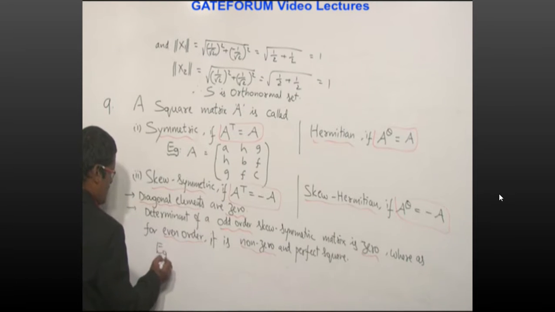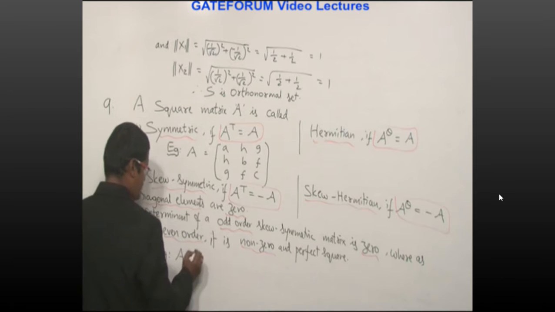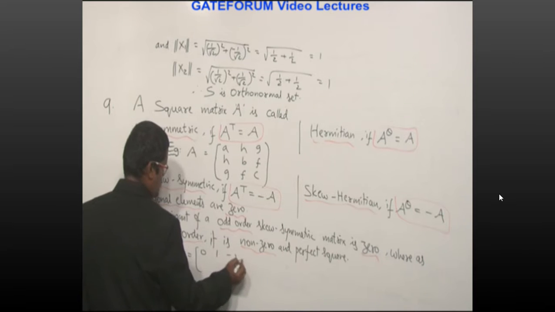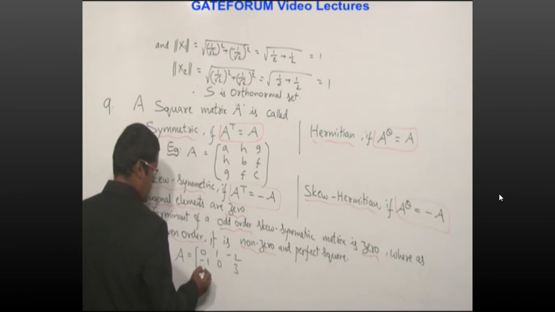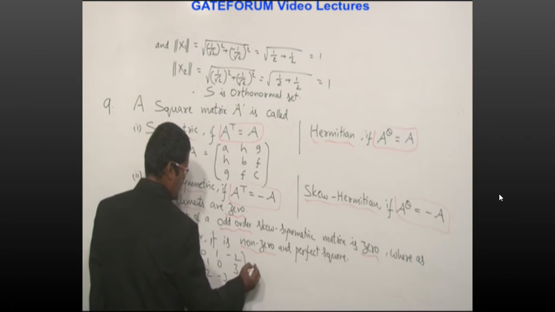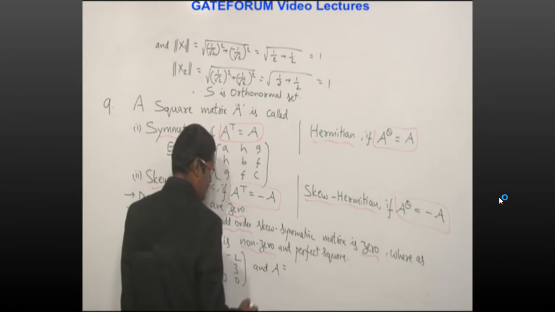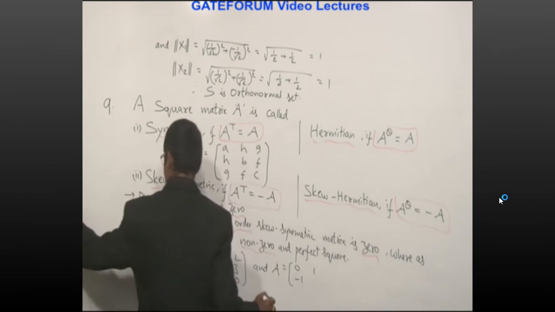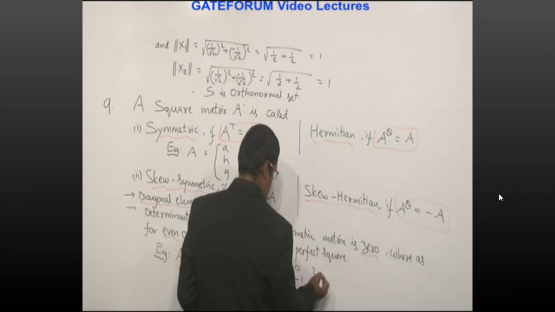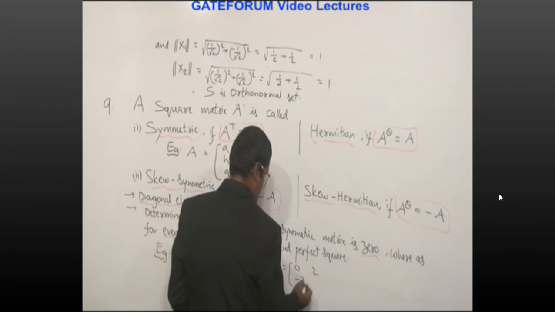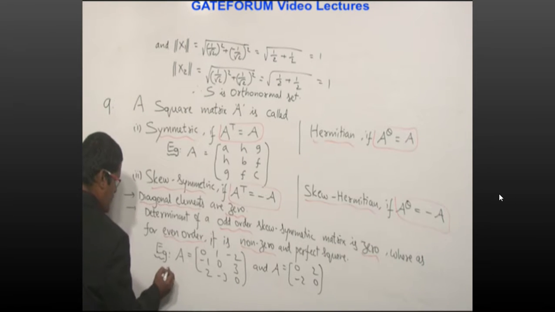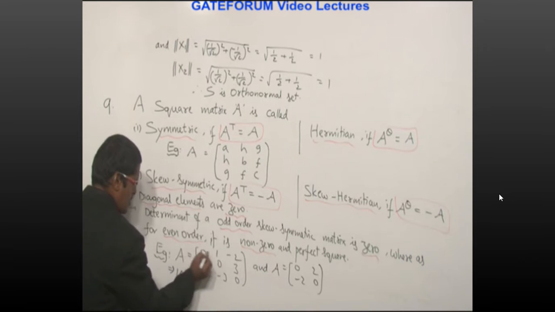So example, A is equal to [0, 1, minus 2; minus 1, 0, 3; plus 2, minus 3, 0]. And another example, A is equal to [0, 2; minus 2, 0]. Okay. So in this first case, det A is equal to, the determinant can be expanded by the first row or first column, any row, first row.